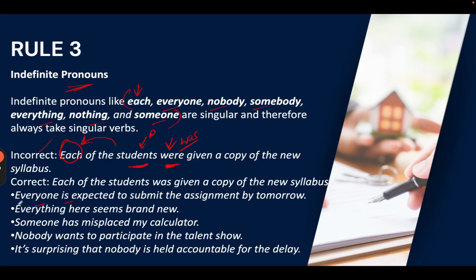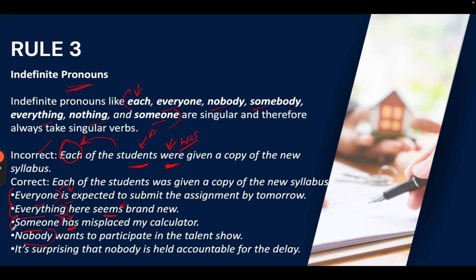Everyone is, right? Because it has everyone in this sentence, the verb for it will be is, that is singular. Everything, again, the mention of everything means the verb has to be singular, that is seems. Addition of an s in the verb means it's a singular verb. Someone, again, someone is the subject, so the verb is going to be singular again. So has is a singular form of the verb.